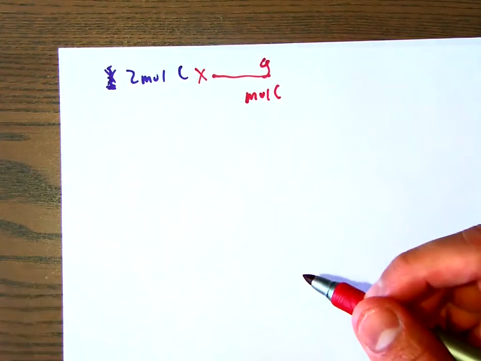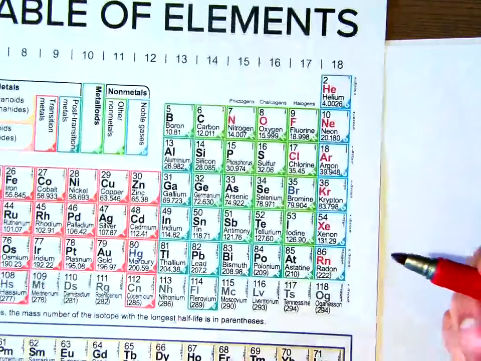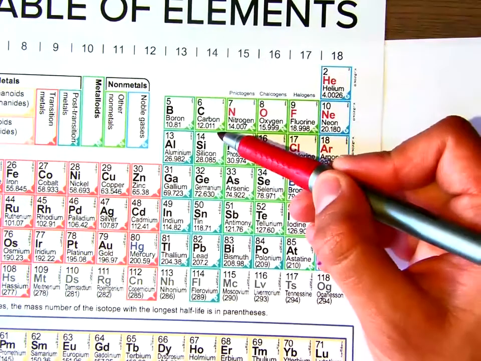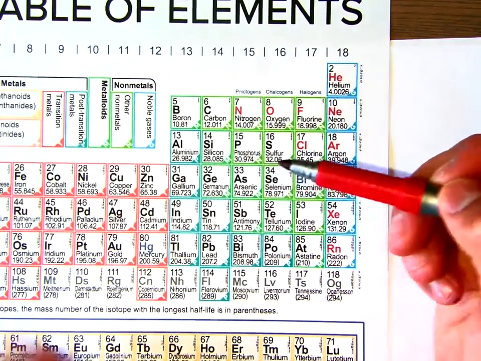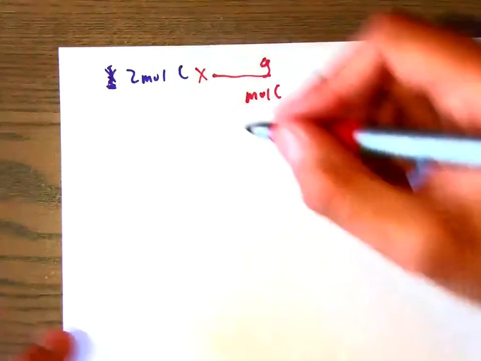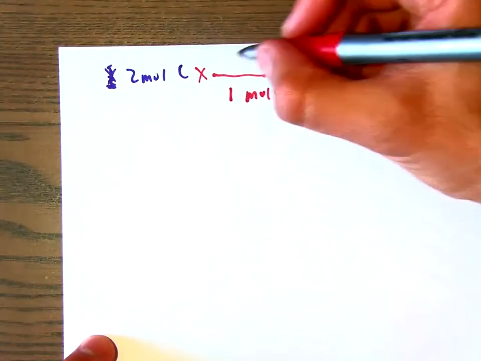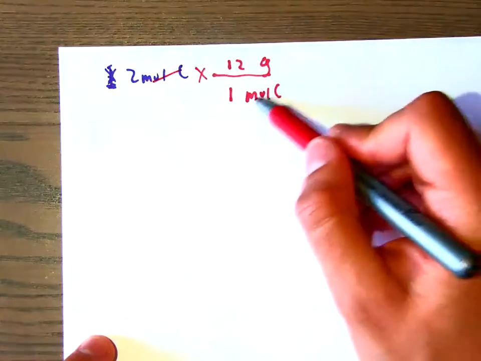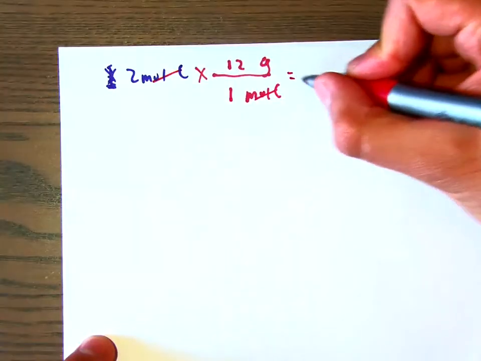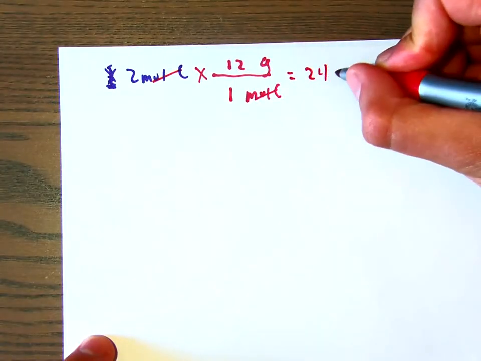Then we look at our periodic table. Our periodic table tells us the mass of 1 mole. So 1 mole of carbon, you can round that, equals 12 grams. We do the math. This cancels. I'm left with 2 times 12, which gives me 24 grams.